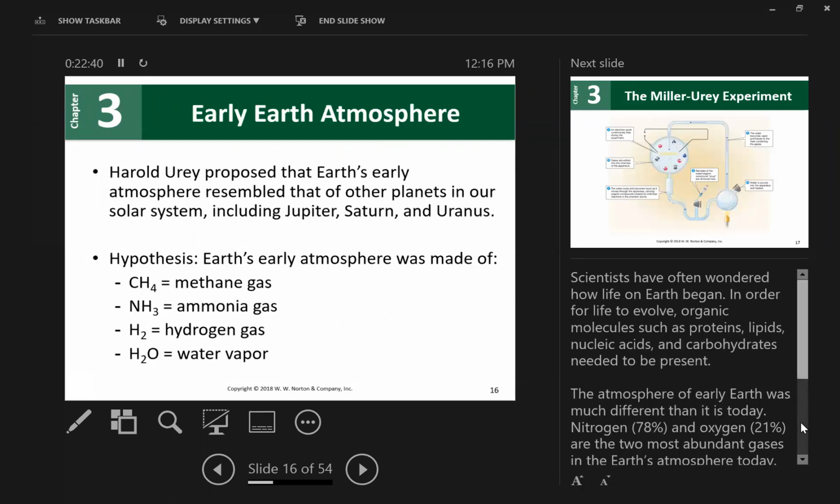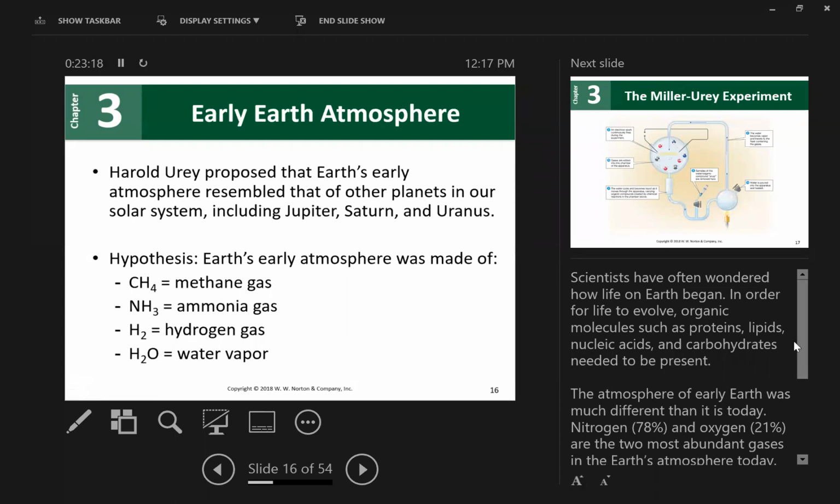Early Earth's atmosphere. So in your chapter, you read about Harold Urey, who proposed that Earth's early atmosphere resembled that of other planets in our solar system, like Jupiter, Saturn, and Uranus. Scientists have often wondered about how life began. In order for life to evolve, organic molecules such as proteins, lipids, nucleic acids, and carbohydrates, remember those macromolecules, needed to be present.